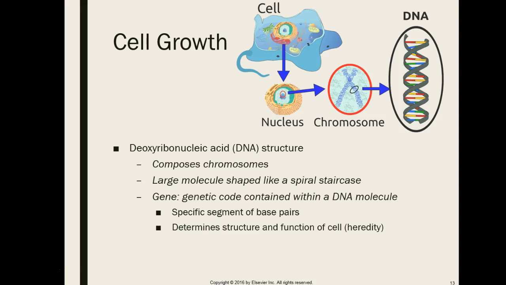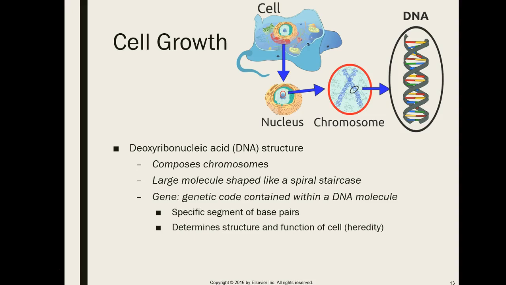So now we're going to talk about cell growth and the processes that are involved in cell reproduction. What we have is deoxyribonucleic acid, or your DNA structure. This is going to contain the chromosomes. The chromosomes of a cell are what give us our features. They help guide the direction of the cell, that sort of thing. So the DNA structure is a large molecule shaped like a spiral staircase. Double helix is that term, that spiraling staircase.